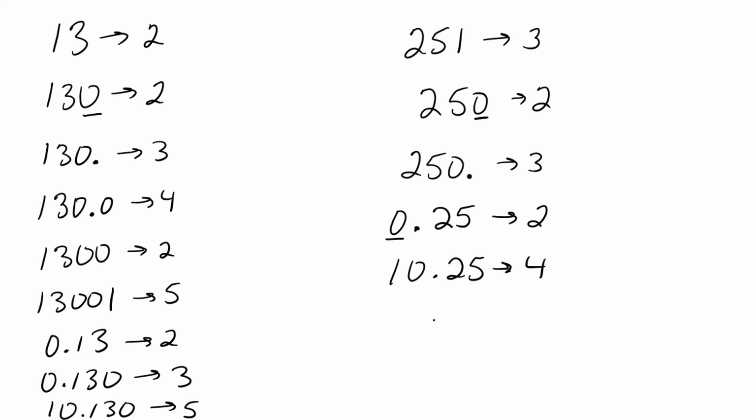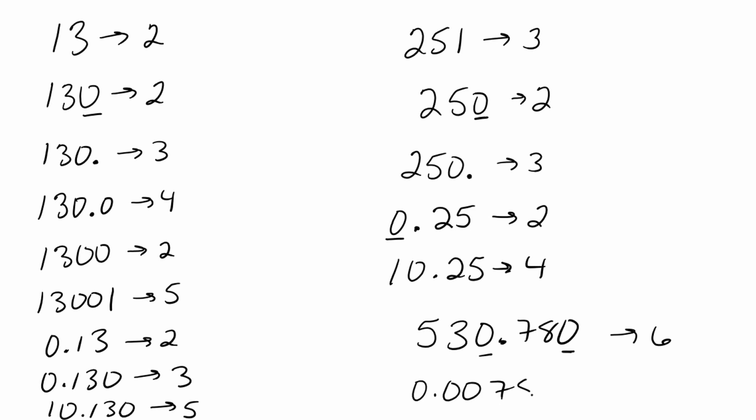So to really test you, what if we had 530.780? How many significant figures? This will have six. This zero is sandwiched between two non-zero digits, and this trailing zero is behind a non-zero digit and a decimal. So both of these zeros are significant. Let's try one more. 0.00789. We have three significant figures. Each of these zeros are leading zeros, making them not used during determining the number of significant figures.